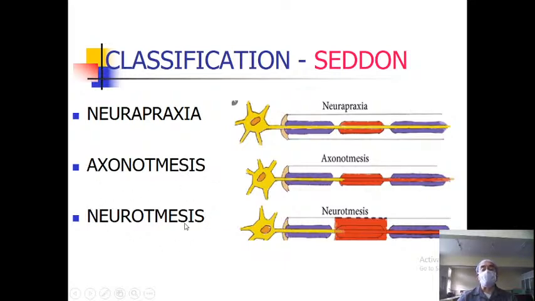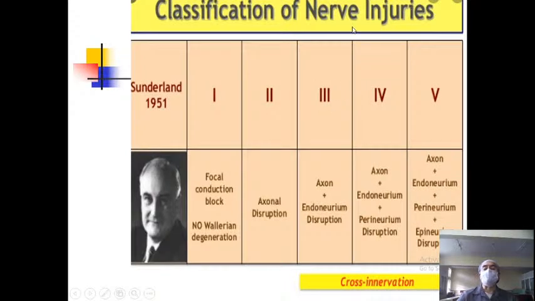Same thing with neurotmesis. So the gravity of the injury is getting more and more complicated from neuropraxia to axonotmesis and from axonotmesis to neurotmesis. So this is Seddon's classification. Another classification you have is by Sunderland. So you should know by now that there are two classifications, one is Seddon, another one is Sunderland. He divided them into 5 groups.